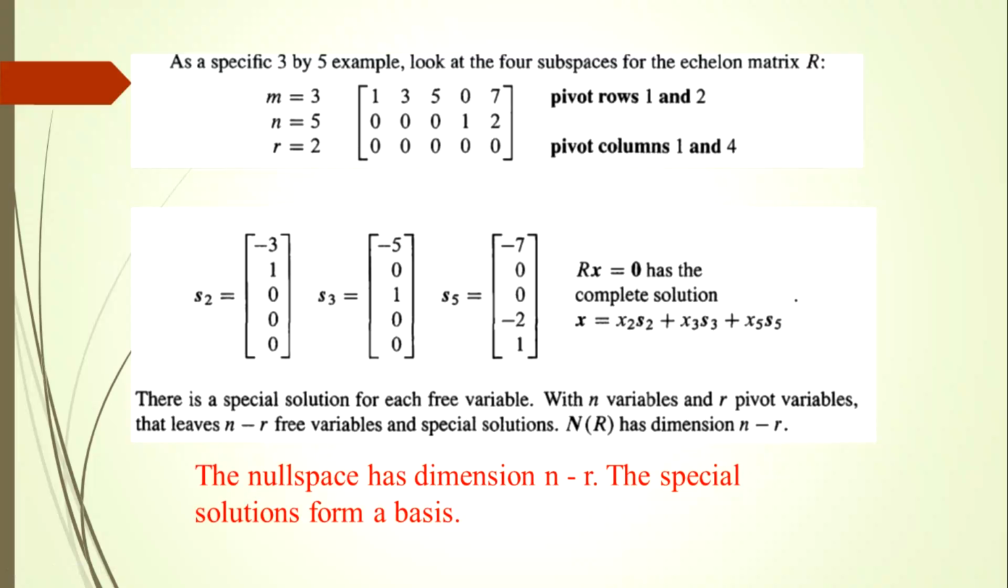So that implies the dimension of the null space is n minus r, which is 5 minus 2 equals 3. And those three special solutions form a basis for the null space of R. And we can express the solutions in the null space as a linear combination of those 3 special solutions, right? So that is the third one, the null space.